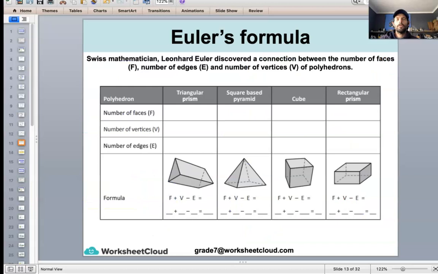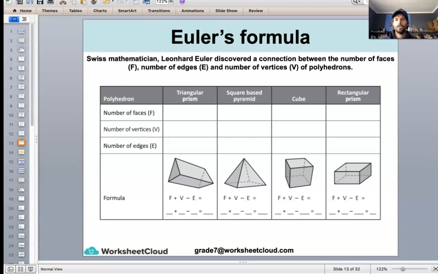Okay, now that we've spoken through and explained faces, edges, and vertices and how many there are of each in several shapes, I wanted to just chat to you guys about Euler's Formula. So Leonhard Euler was a Swiss mathematician many years ago, and he discovered a connection between the number of faces, the number of edges, and the number of vertices in polyhedrons, which is another term for three-dimensional shapes. Okay, and this applies to convex polyhedrons.